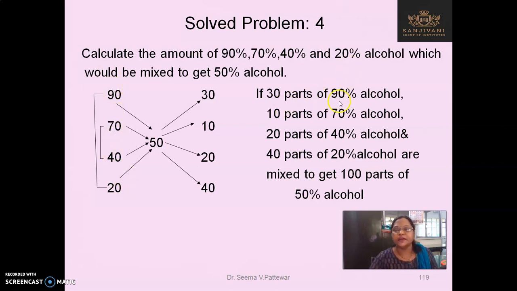So if 30 parts of 90% alcohol, 10 parts of 70% alcohol, 20 parts of 40% alcohol, and 40 parts of 20% alcohol are mixed, you get 100 parts of 50% alcohol. Very simple.